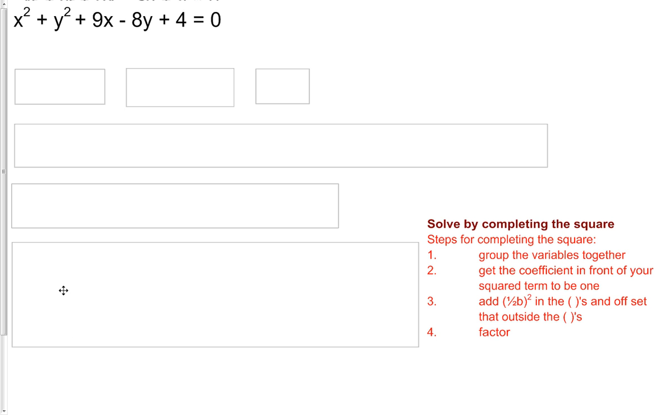Radius being a length, we would just use the positive value. So let's do this one more time. x squared plus y squared plus 9x minus 8y plus 4 equals 0. We need to turn that into something that we can work with and go ahead and complete the square with.